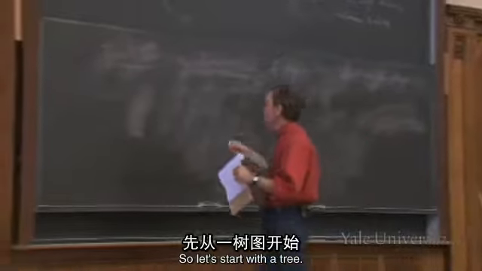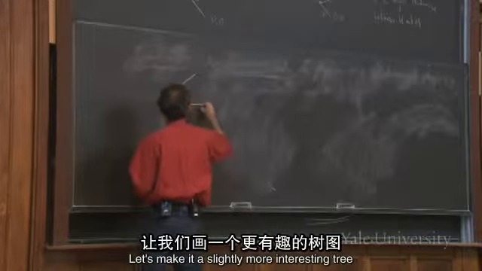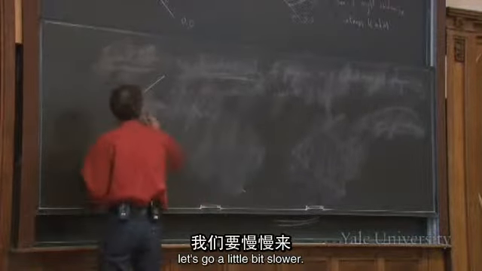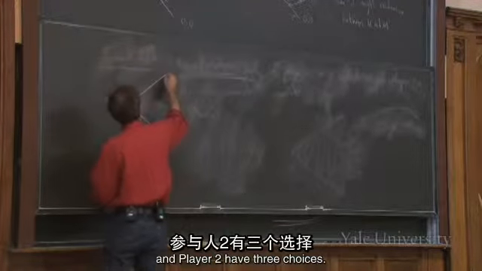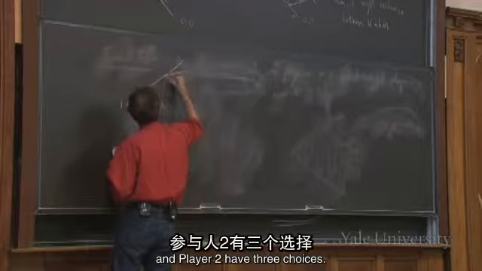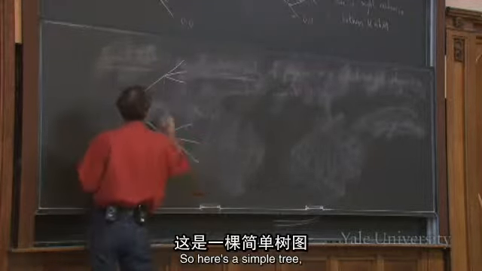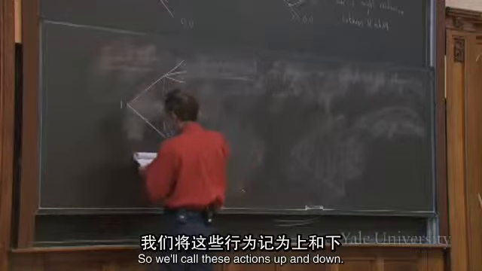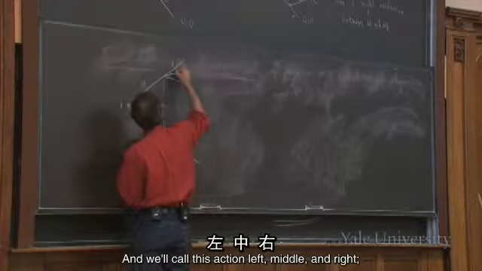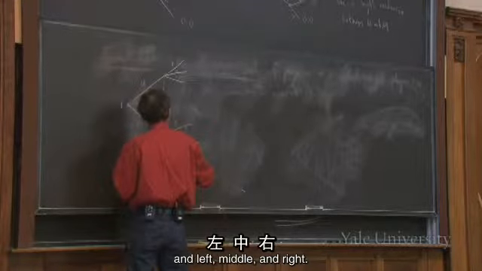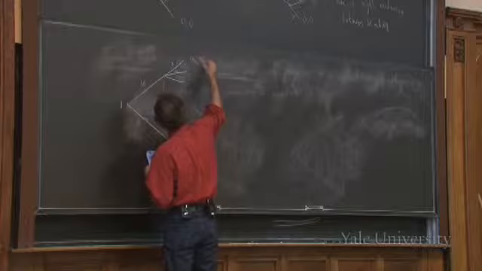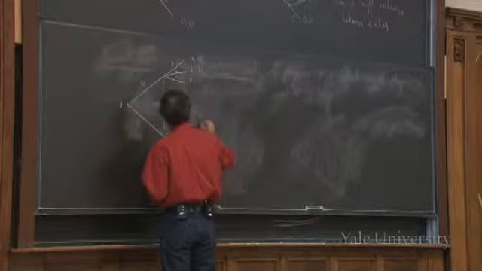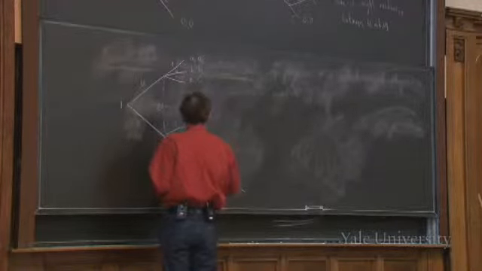All right, so let's start with a tree. Let's make it a slightly more interesting tree than the one we've seen before. Actually, that's too interesting. Let's go a little bit slower. So let's have player one have two choices, and player two have three choices. Here's a simple tree, and let's put some letters in for payoffs rather than numbers. We'll call these actions up and down, and left, middle, and right, and we'll call the payoffs A1, A2, B1, B2, C1, C2, D1, D2, E1, E2, and F1, F2.